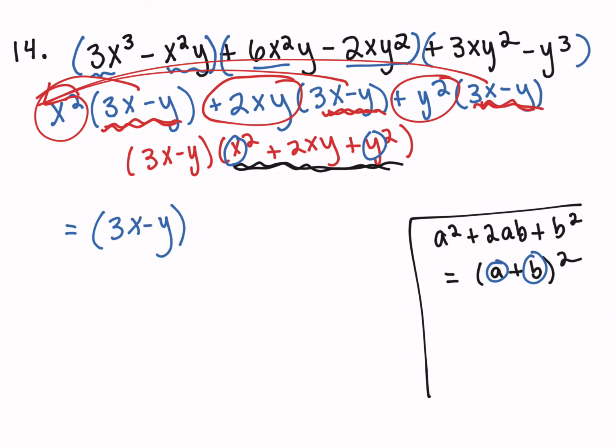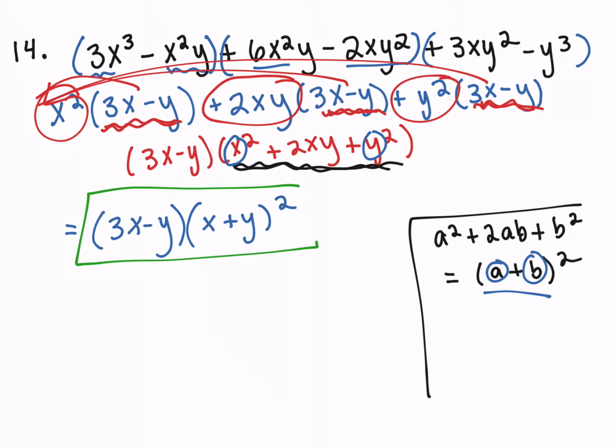and we're going to factor the second set of parentheses into a plus b squared, but a is x, b is y, so x plus y squared. And there's nothing else we can factor, so that right there is your final answer.